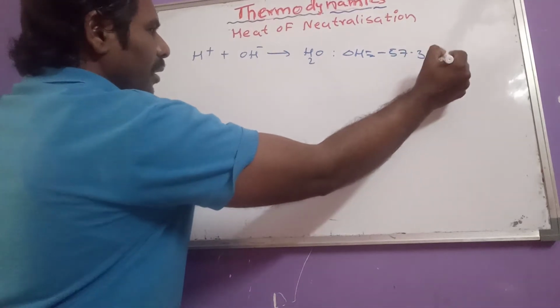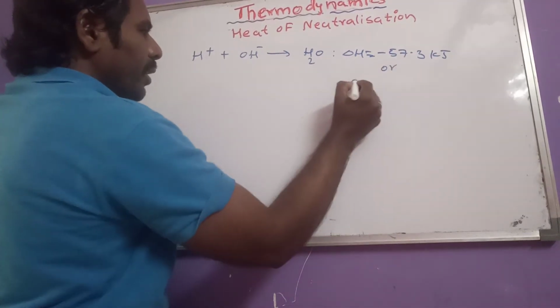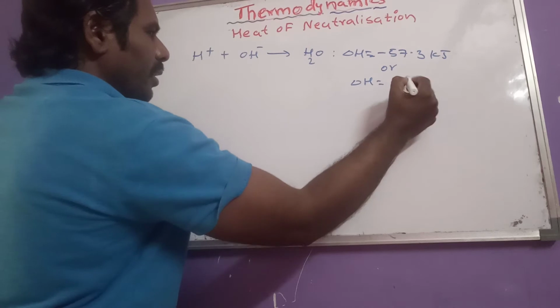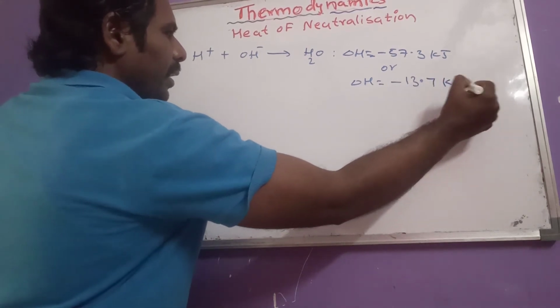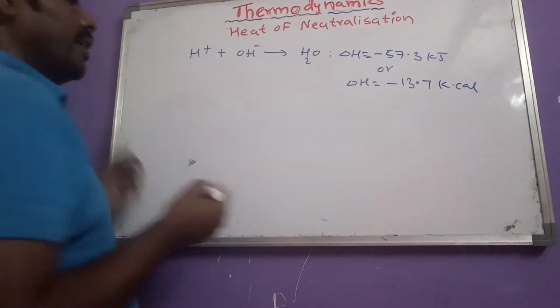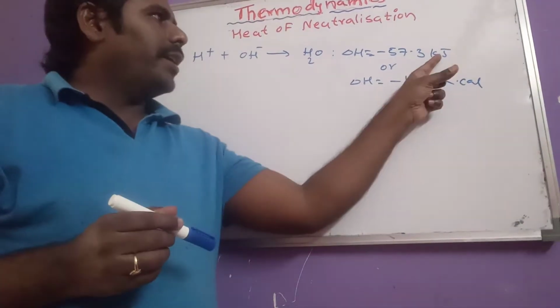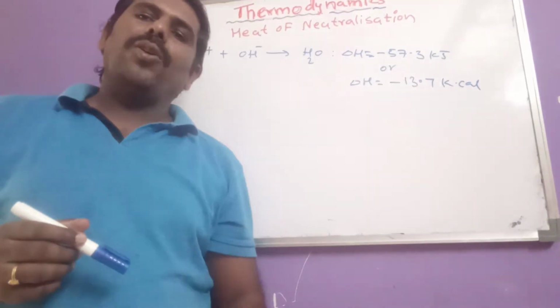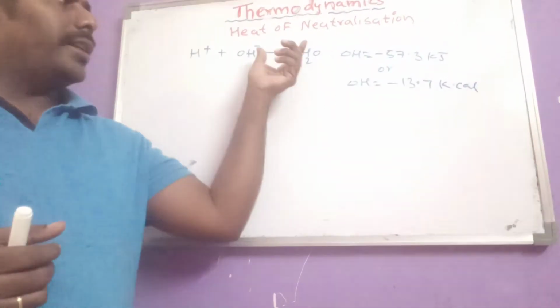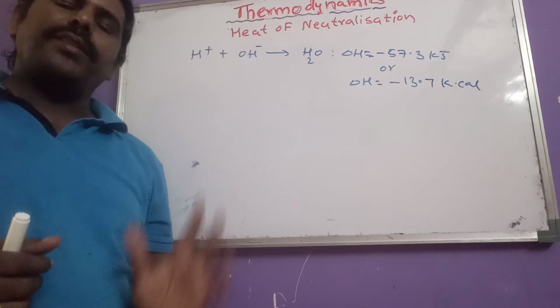So this is also called heat of neutralization. What is the heat of neutralization liberated in this reaction? See here, 57.3 kilojoules or 13.7 kilocalories. So this is the definition of heat of neutralization.